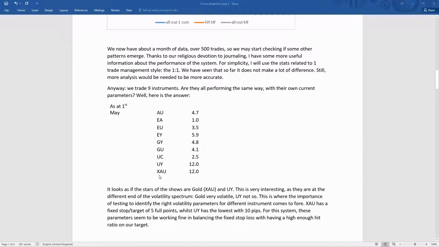Also, gold is the most volatile of all these markets, and dollar against yen is the least volatile. That's another interesting point, because you remember we are using fixed stops. They're not fixed forever. They are fixed based on the volatility of the markets. For gold, we're using 5 full points, which is the highest, and for UJ, we're using 10 pips, which is the narrowest. Still, these studies about volatility and picking the right fixed stop according to volatility seem to be working. Not so well on euro against Australian dollar, or euro against US dollar, or United States dollar against Canadian dollar.